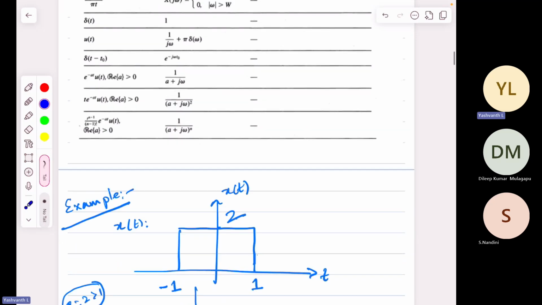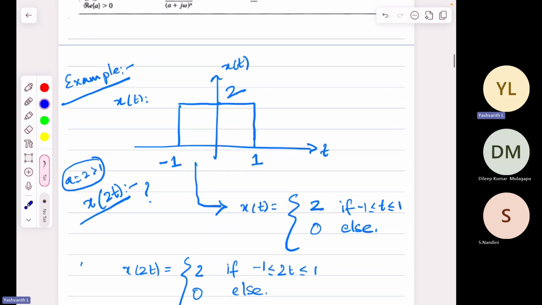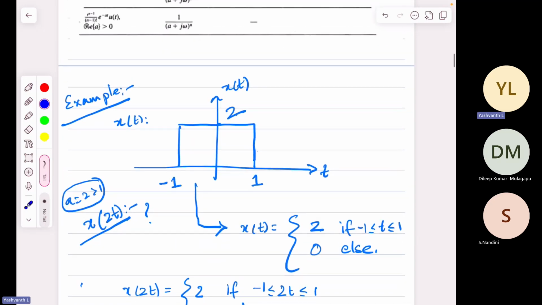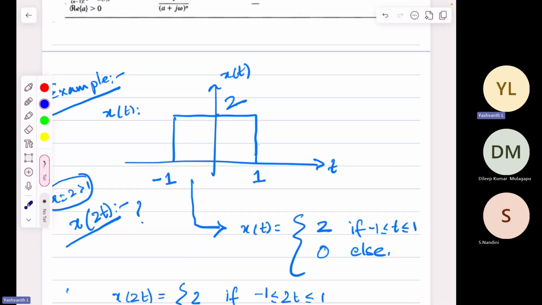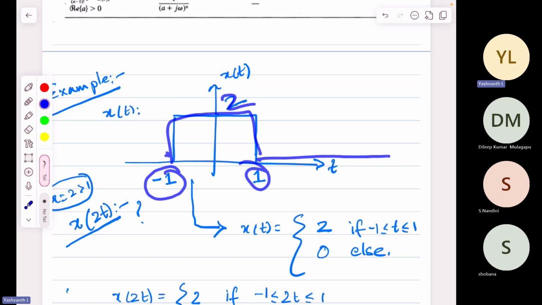Now I will give you an example of how x of at looks, because I don't remember whether we did this in the previous classes. Let's say x of t is a signal like this. It's a rectangle signal between -1 and 1, taking the amplitude 2, and from minus infinity to minus 1 it takes a value 0. From 1 to infinity, it takes a value 0. So this is a rectangle signal, a finite duration rectangle signal in the time domain.